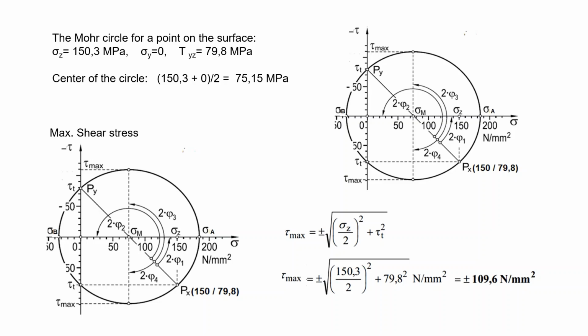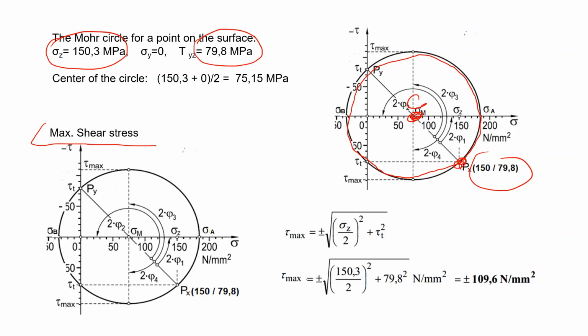Over here, I am determining the center and then one point. Which point? Well, maybe this point, 150, 79. Now I know the center and one point of the Mohr circle. I can easily draw the circle like this. Okay, so now I have my Mohr circle.